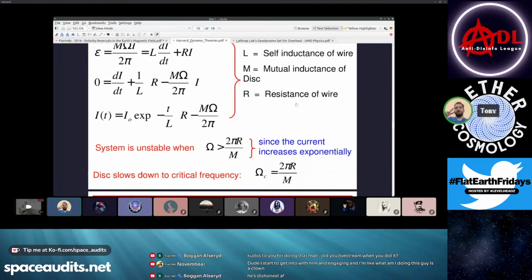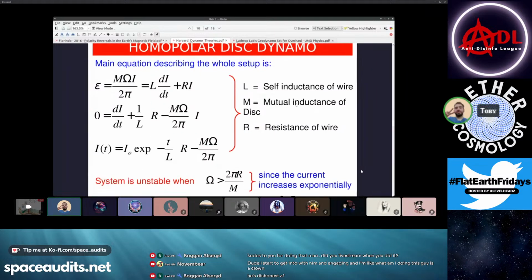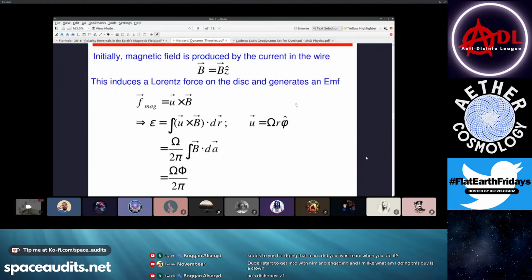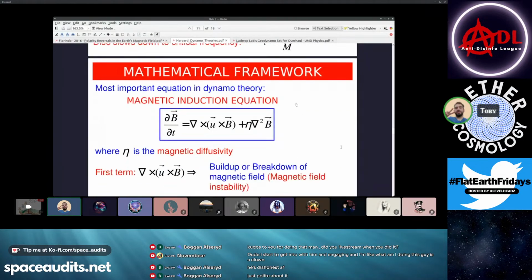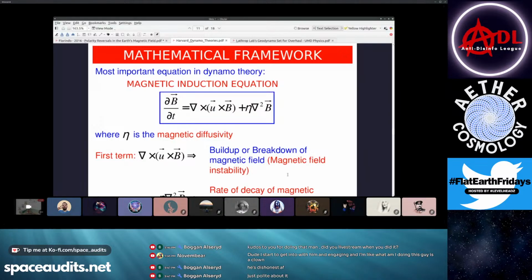So there you go. Screenshot it, everybody. Make your own geodynamo at home. Or your own homopolar disk dynamo. Not quite a geodynamo, but don't worry about that part.